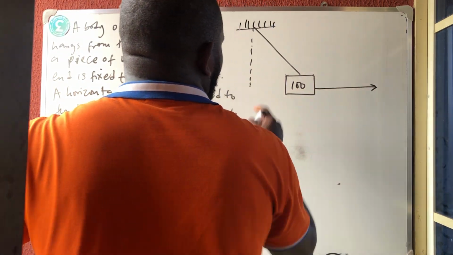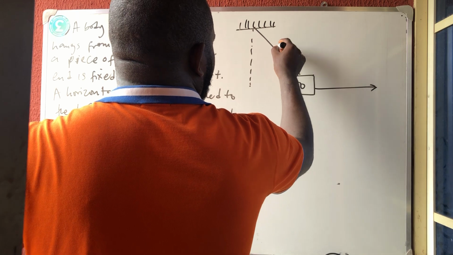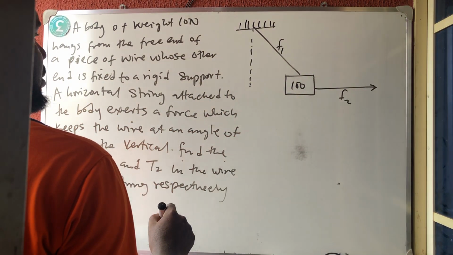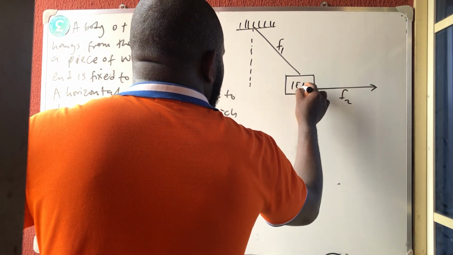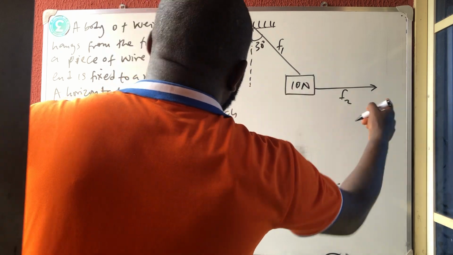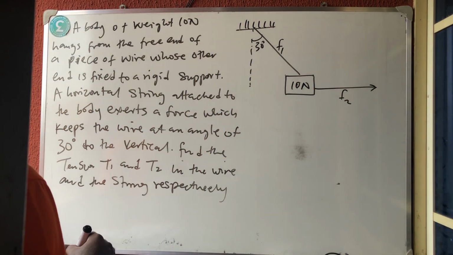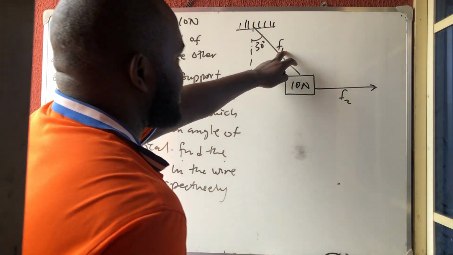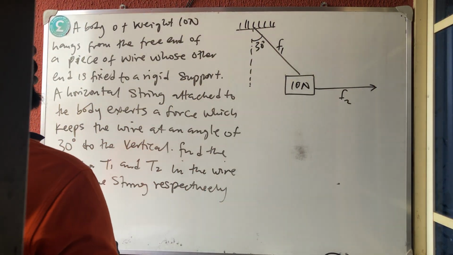So you know there will be a force here pulling it. This force is F1. The force on the string is F2. And they said that the wire now makes an angle of 30 degrees with the vertical as I'm pulling it. So there's a force here, there's a force here. So let us resolve this.